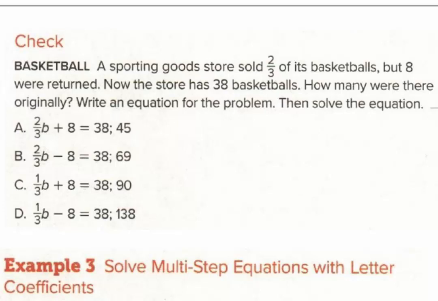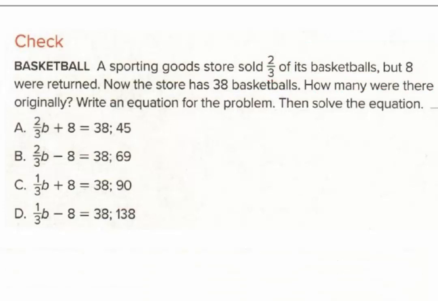Okay, so in this basketball problem, a sporting goods store sold 2/3 of its basketballs. So 2/3 is an important number, and of is an important word. That means multiply 2/3 of its basketballs. But 8 were returned, so 8 of them were returned. Now the store has 38 basketballs, so they have 38 remaining on hand. How many were there originally? So they're talking about basketballs, so that's the question, how many there were originally.